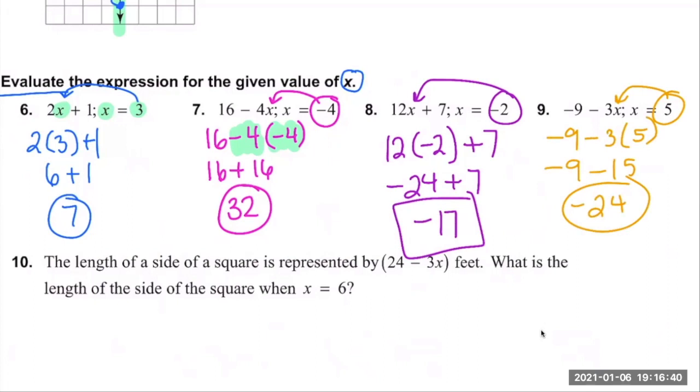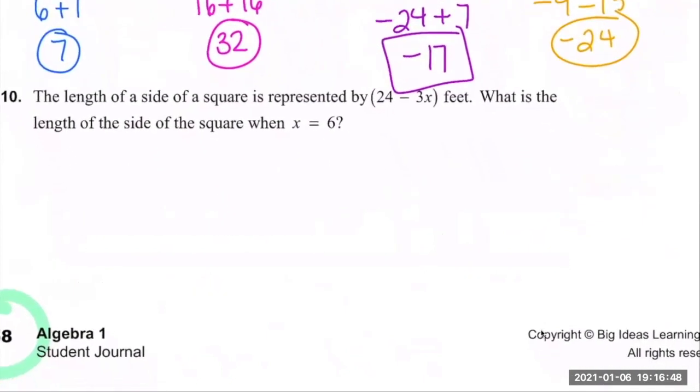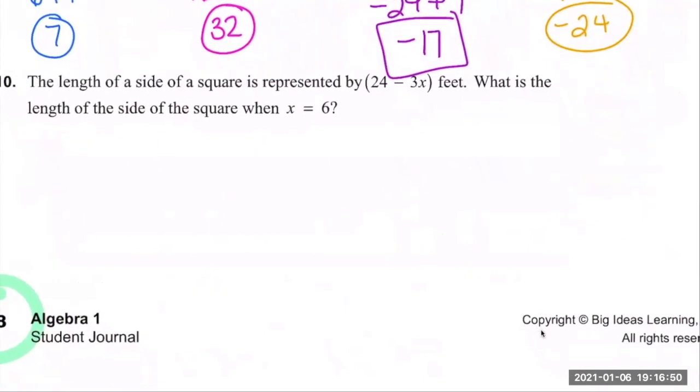Okay, we have one last question to do in this, and then this is where you'll break off and start working on your notes in a separate video. So the length of a side of a square is represented by 24 minus 3x feet. What is the length of the side of the square when x equals 6?